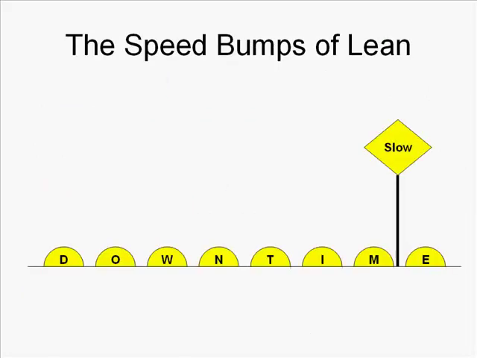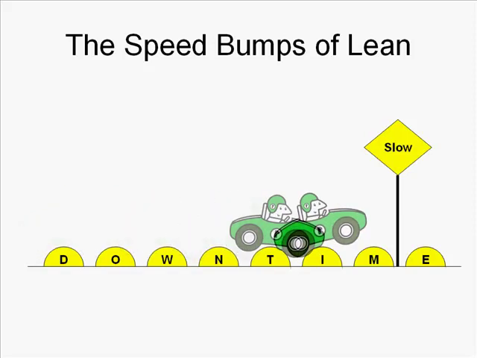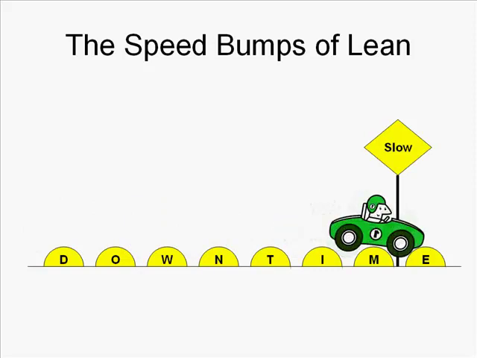There are 7 commonly known and 1 lesser known speed bumps of lean. These are conveniently described by the acronym DOWNTIME. Now, to a customer, these speed bumps provide a bone-jarring ride through your business, not unlike a dune buggy ride through the Baja, instead of a smooth, fast ride on an Autobahn. So let's look at each one.